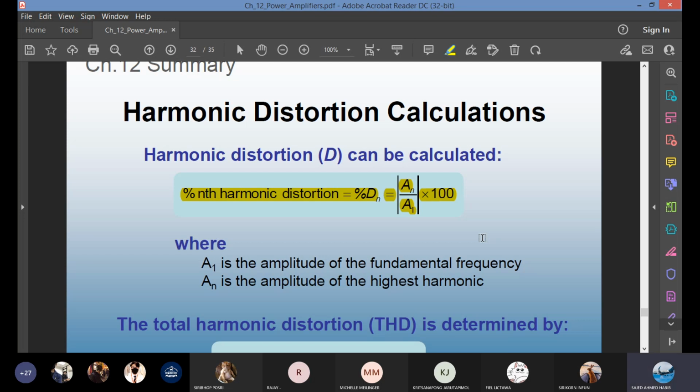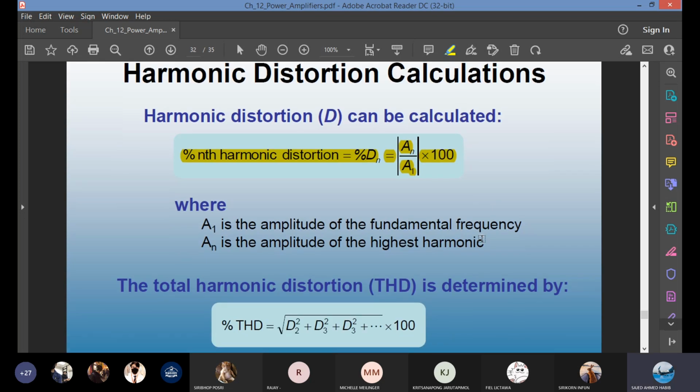Let's say your fundamental signal amplitude is 5 volt. The second harmonic peak is 2.5. So what is the percent second harmonic distortion? It will be half of 100%, 50% distorted. If you have a third harmonic, which is, let's say, 1 volt, so 1/5 of the fundamental, 1 over 5 is 0.2, and then you have 20%. So the second harmonic is distorted 50%. Third harmonic distortion percentage is 20%. Usually it goes down.